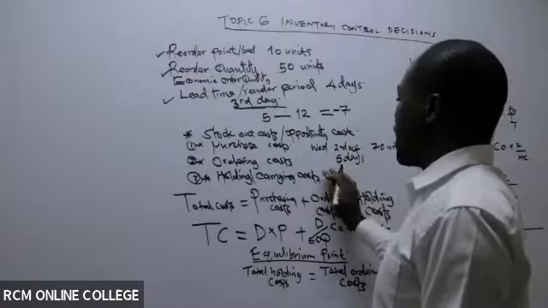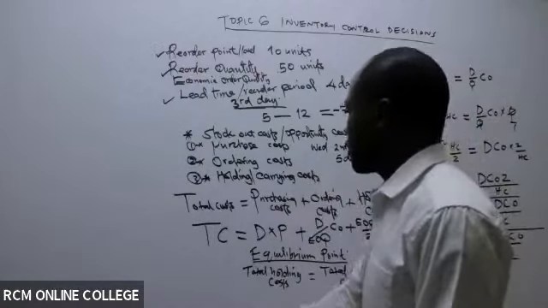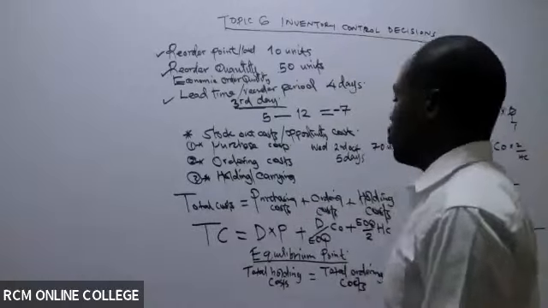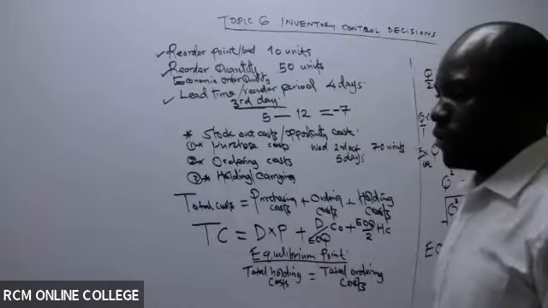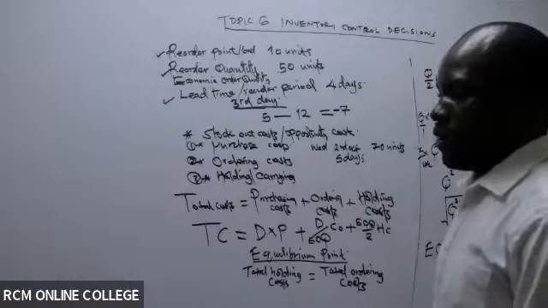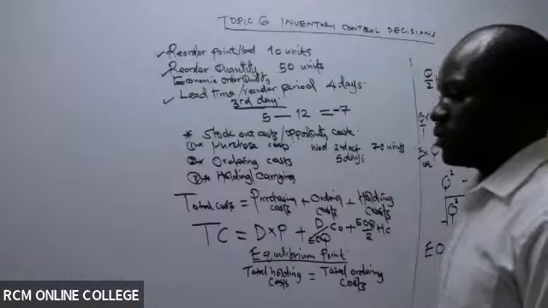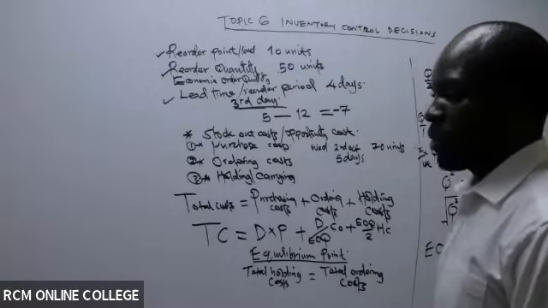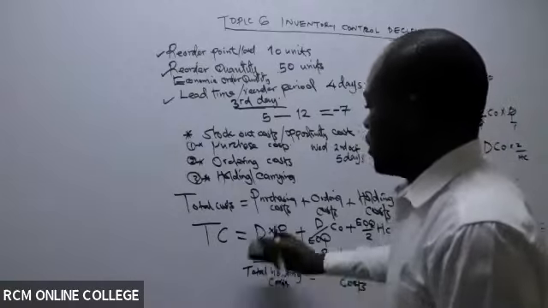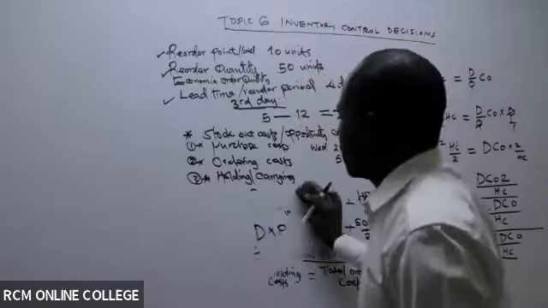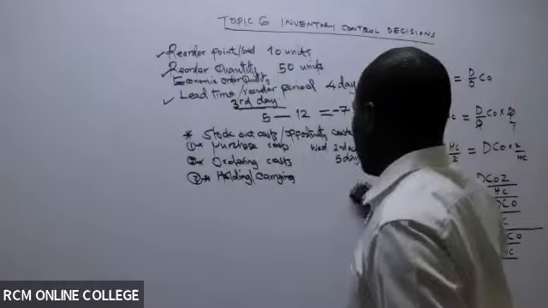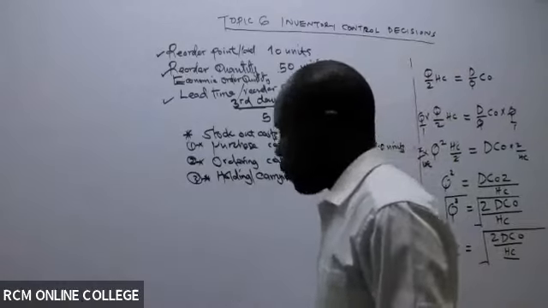Can someone help us? When are you supposed to receive the goods? If you make an order today, 2nd of October, you're supposed to wait for 5 days. When will you receive the goods?